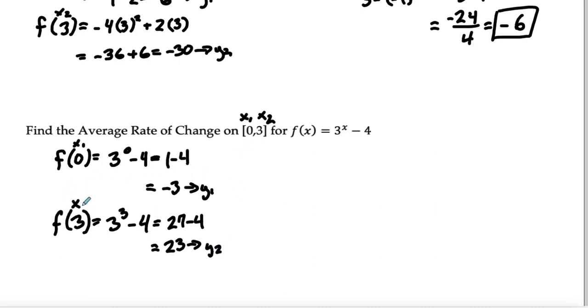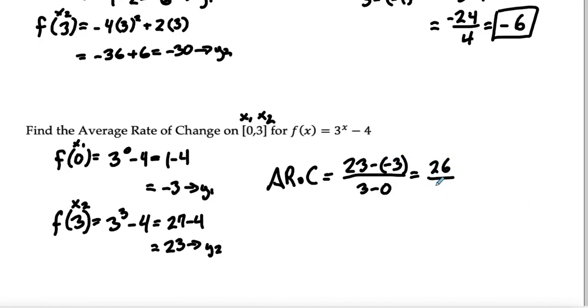Now I've got all my information, and I can input this into the average rate of change or slope formula. Same thing: y2 minus y1 is 23 minus a negative 3, over 3 minus 0, so that's going to give me 26 over 3. You see if you can divide anything out, but you can't divide 3 out of 26, so you can just leave your fraction like this. Your answer would be 26 over 3 on the interval from 0 to 3 for x in this function.